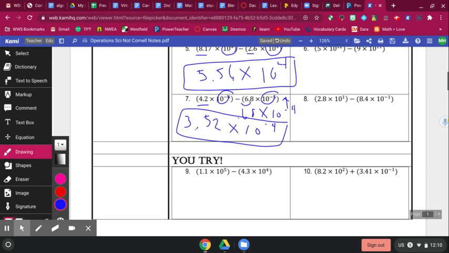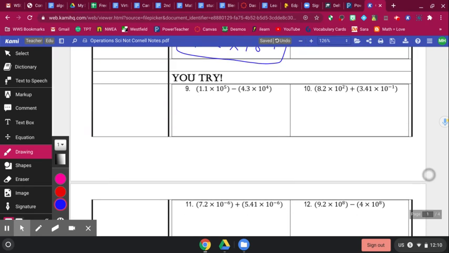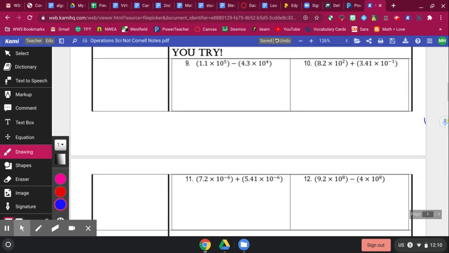Go ahead and pause the video and you try number 9, 10, 11, and 12. Number 9 was a little tricky because when you adjust your exponent, or if you were to add to your exponent and adjust your decimal one spot to the left, you get 0.67 times 10 to the fifth.